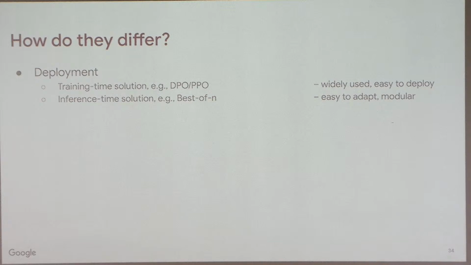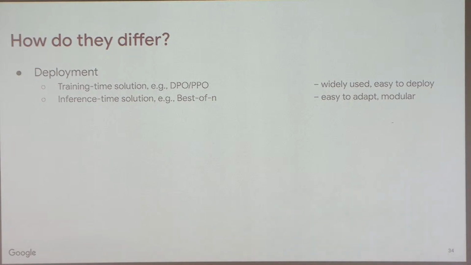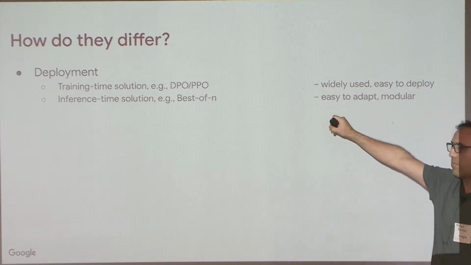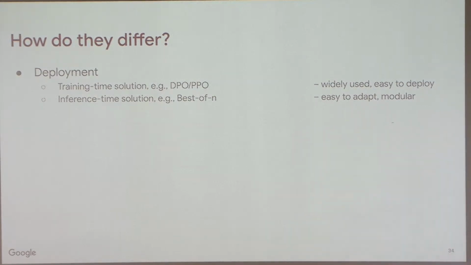Okay, so how do they differ? I want to talk a little bit about the differences between these kinds of algorithms. Some of them are training time solutions like DPO and PPO. What does that mean? It means that now you're getting a new model. So it's plug-in. You can basically take your old model out and put in the new model and just deploy it. That's why they're widely used, very easy to deploy.